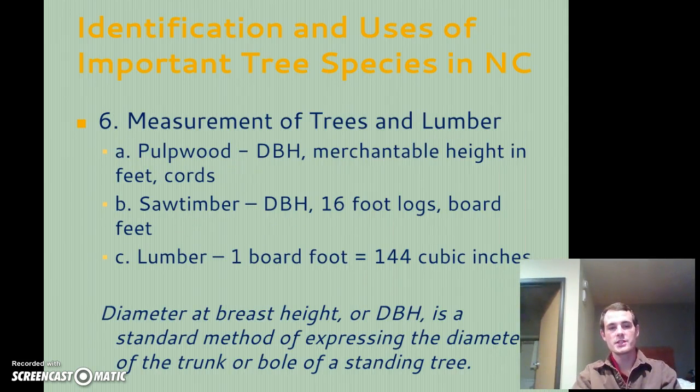So the measurement of trees and lumber. Measuring different types of trees is done differently depending if you're doing pulpwood, sawtimber, or lumber. In pulpwood, you have the DBH, the diameter breast height, and its merchantable height in feet and cords. Sawtimber, you have diameter breast height, DBH, 16-foot logs, and its board feet. In lumber, you have 1 board foot equals 144 cubic inches.